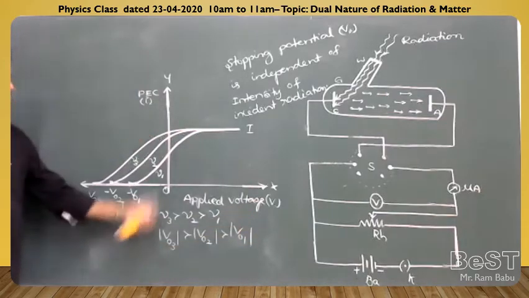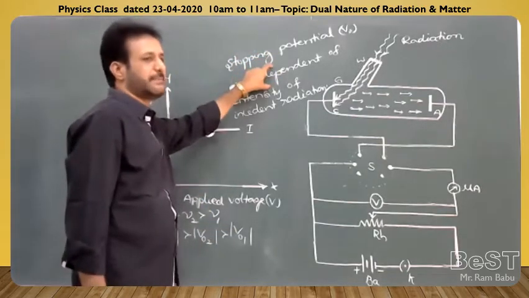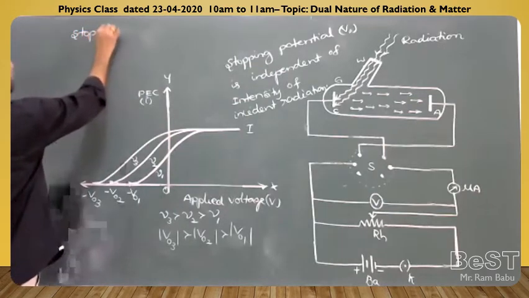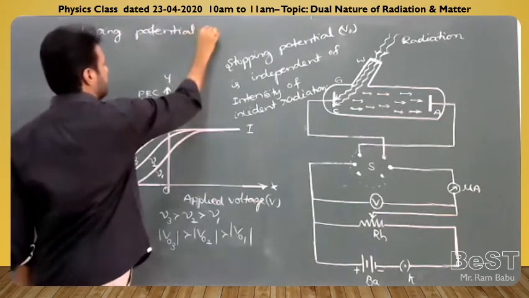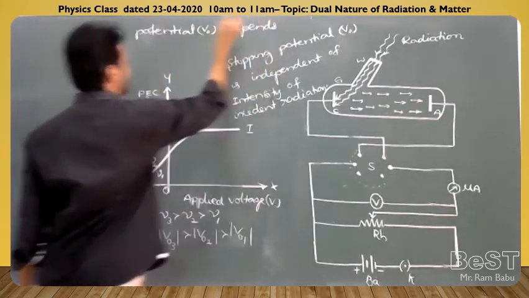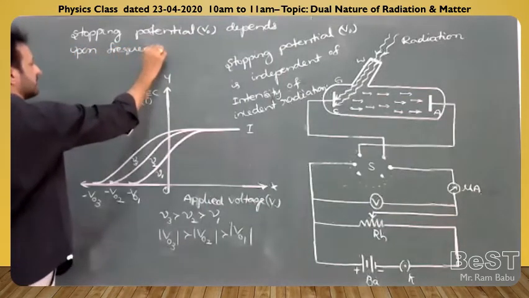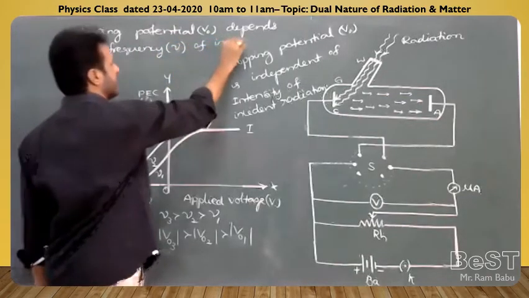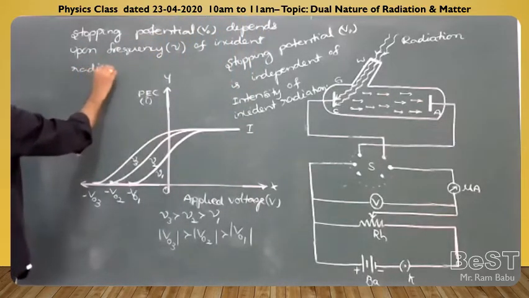So from these two graphs, the previous graph and this graph, we can understand on what factors the stopping potential depends. So we can say the stopping potential V0 depends upon the frequency of the incident radiation, that means nu of the incident radiation.